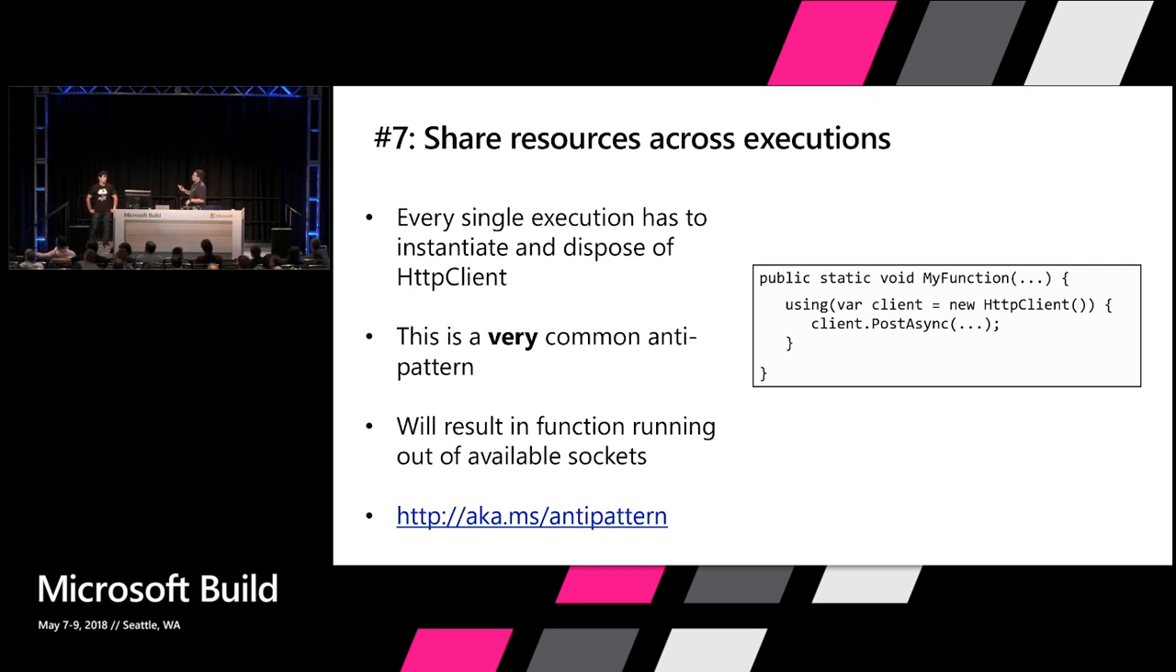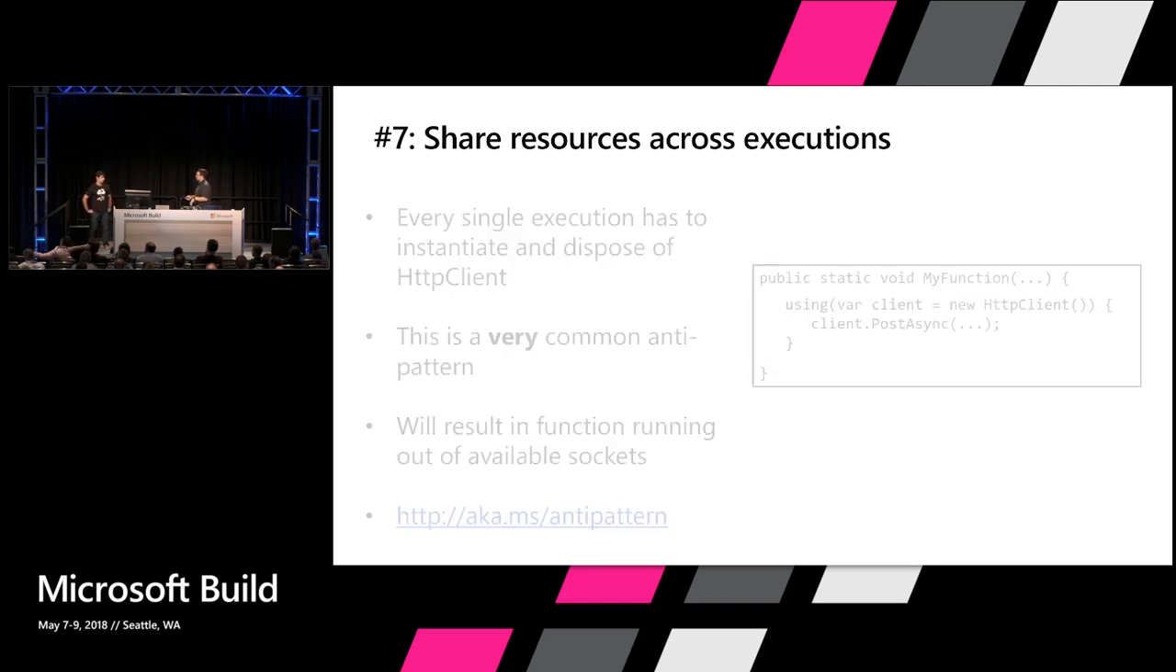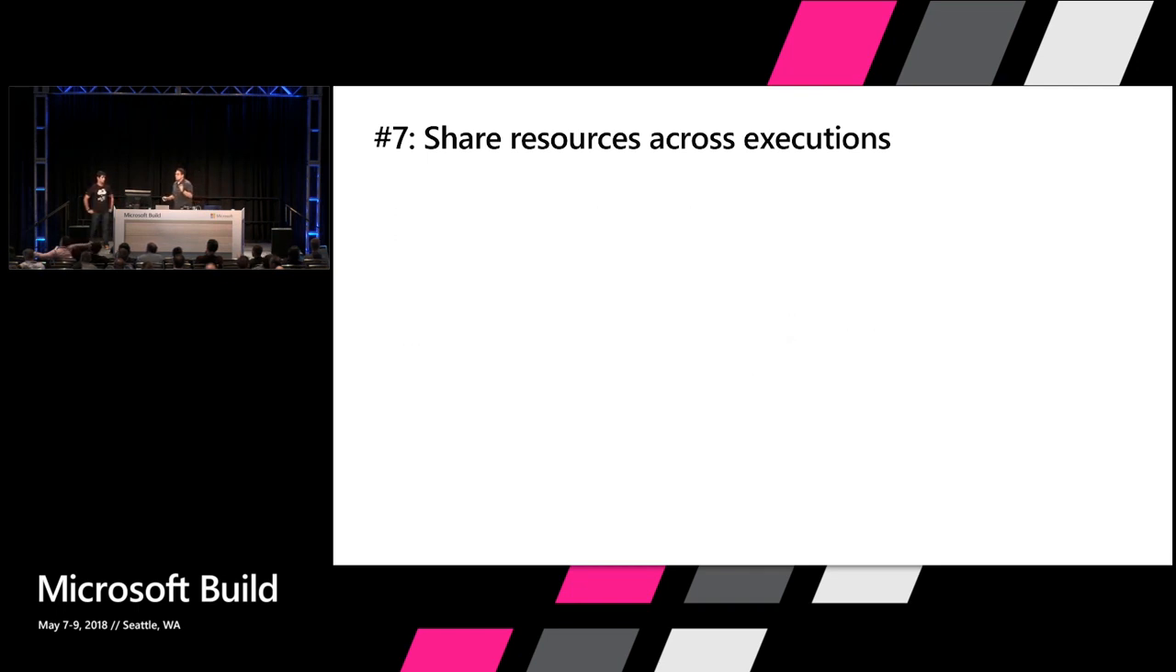So you're going to get a lot more bang for your buck if you share that client across executions. And those might be executions happening at the same time. HttpClient is thread safe. Or they might be executions that happen one after another. But like I said, we're going to keep that instance around for quite a bit of time. So if you want more information, there's an AKA link here, aka.ms/anti-pattern. There's a whole article about this specific anti-pattern. And the fix is so easy.